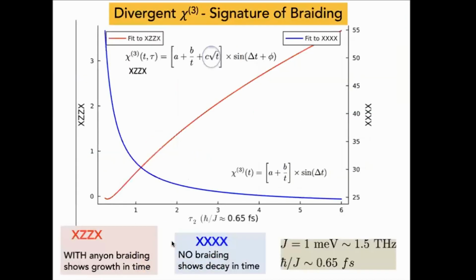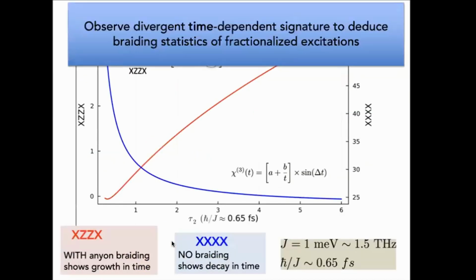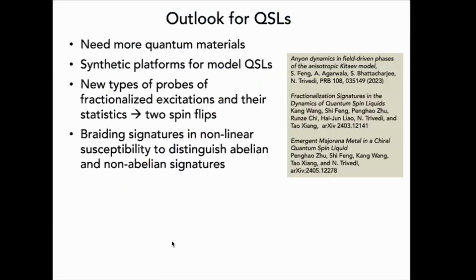So the main message is that instead of doing 2D coherent spectroscopy where you Fourier transform the signal, look at it in time and try to disentangle this additional growing signature. And with that, let me come to the conclusions.